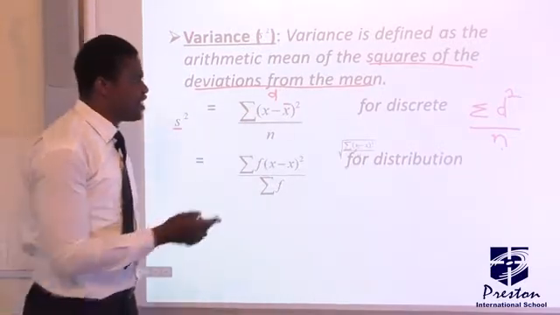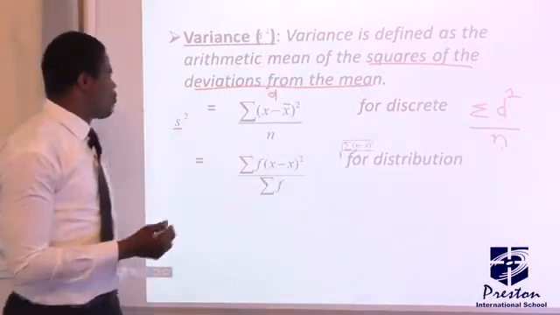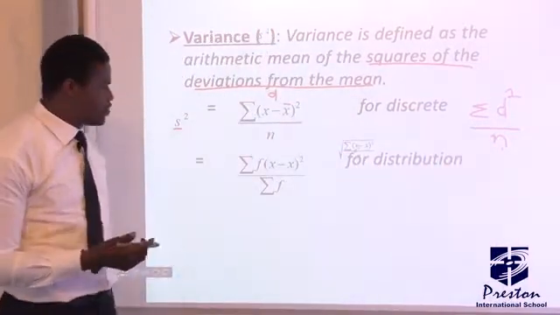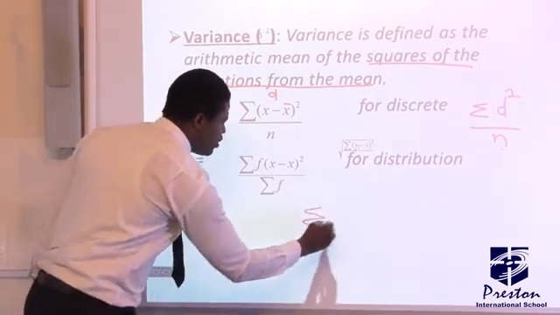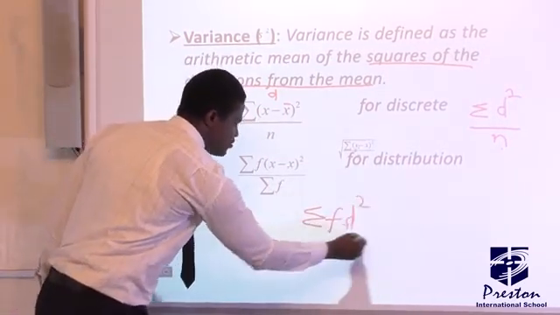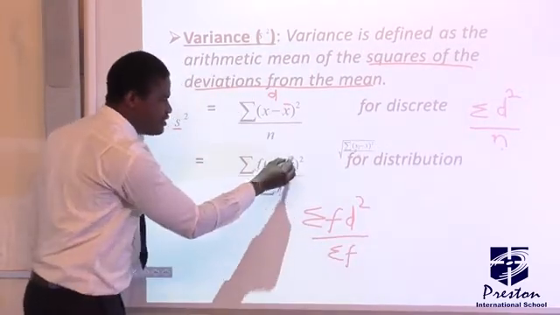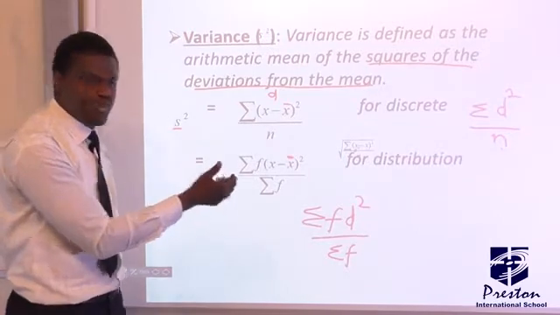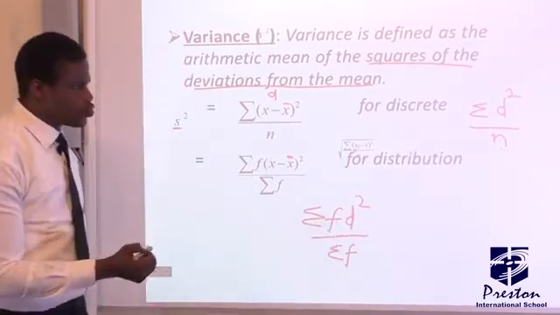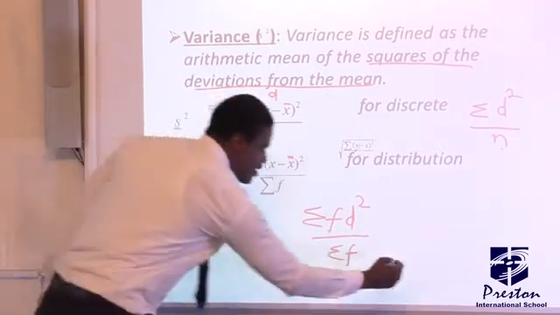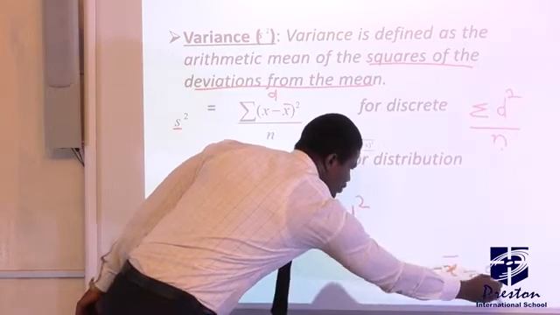So take note of that. If you don't see this one, but you have this, that is the formula for variance for discrete data. Also for distribution, we have summation f d squared over summation f. So if you don't have this deviation in the form of x minus mean squared, you can also have it as d squared. So always remember that x minus mean is always equal to deviation.